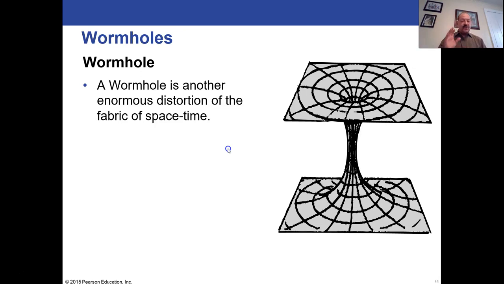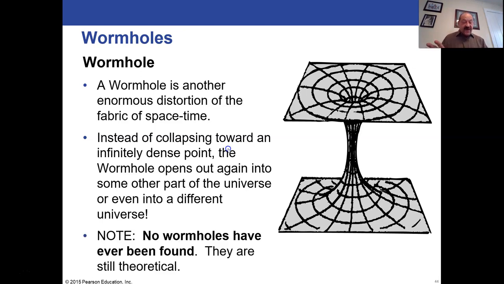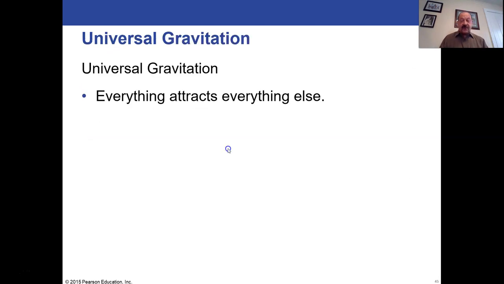So it's another enormous distortion of space-time fabric, but unlike a black hole, it doesn't just go down to the black hole and end there. It might, in theory, end up spreading out at some other part of the universe, in another location entirely, or even in a different universe. So this is what's discussed. And we've never found one. They're completely theoretical.